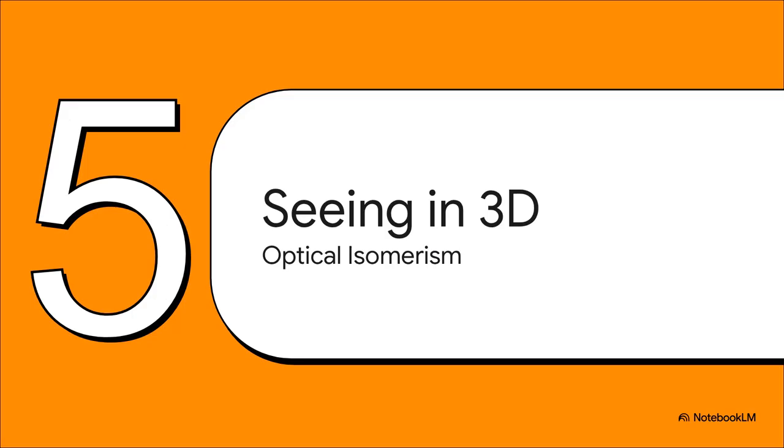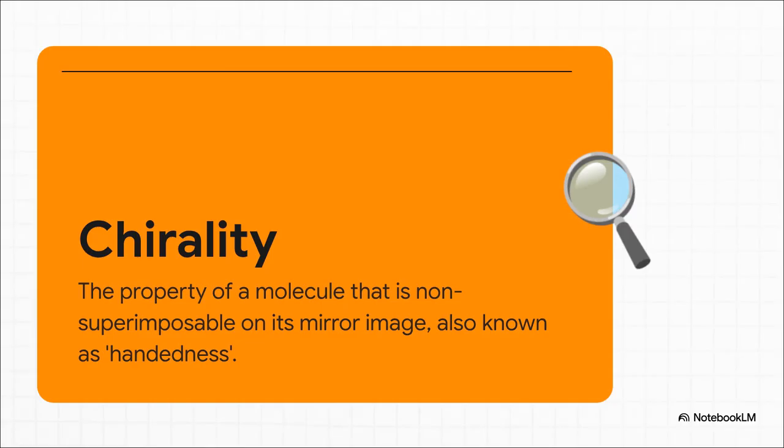So far, we've pretty much been looking at molecules on a flat 2D plane. Now let's add a really fascinating 3D twist and talk about a very cool concept called optical isomerism. So, what exactly is chirality? Well, it's a property. If a molecule cannot be perfectly placed on top of its mirror image, if it's non-superimposable, then we say it's chiral. In organic chemistry, this usually happens when a carbon atom is bonded to 4 completely different groups. That carbon then becomes a chiral center.